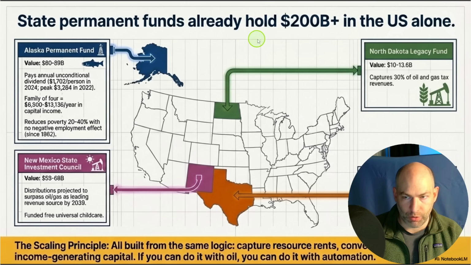Now, state permanent wealth funds are also a very similar option. There are actually four good examples here in America already. We have the Alaska Permanent Fund, which is capitalized to the tune of $80 to $89 billion. At present, or at least as of 2022, it provides about $13,000 per family. That reduces poverty by 20 to 40% with no negative employment effect. Sorry, it's a little bit later.